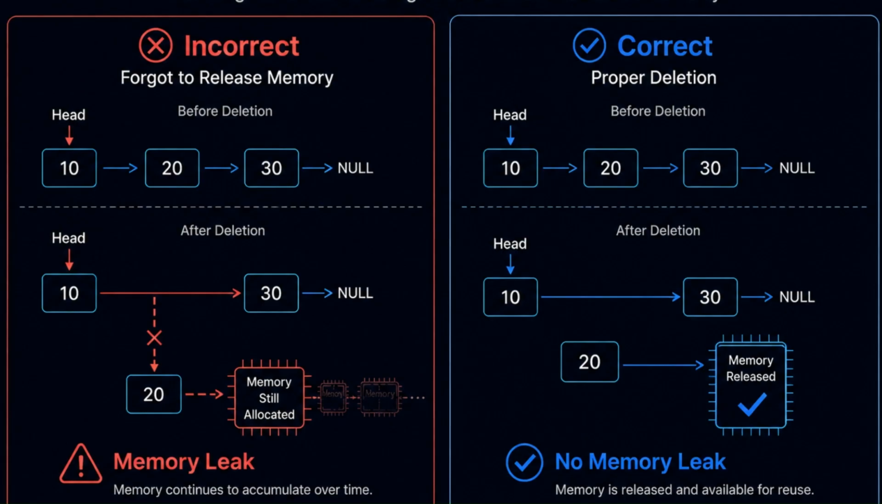Over time, these leaks accumulate. The longer the program runs, the more memory it wastes. This is one of the biggest reasons long-running applications eventually slow down, or even crash. The solution is simple. Every time you remove a dynamically allocated node, make sure you release its memory.